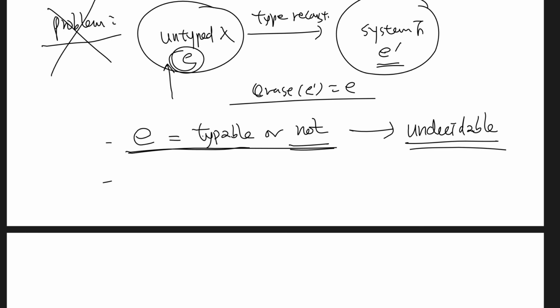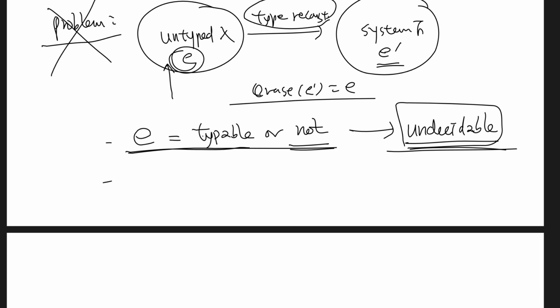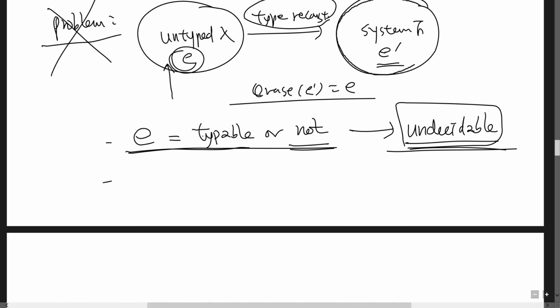I'm not talking about efficiency in designing and implementing an algorithm for type reconstruction. We are talking about decidability and undecidability, and this problem is undecidable. There's no such algorithm, just like the halting problem. And the reason for this undecidability is that System F is too powerful, too expressive.